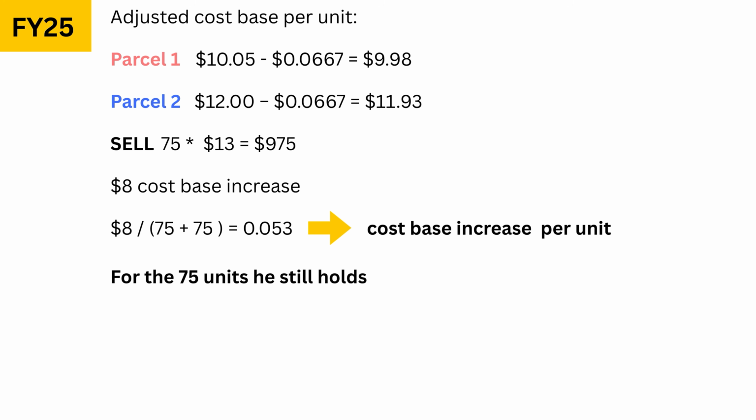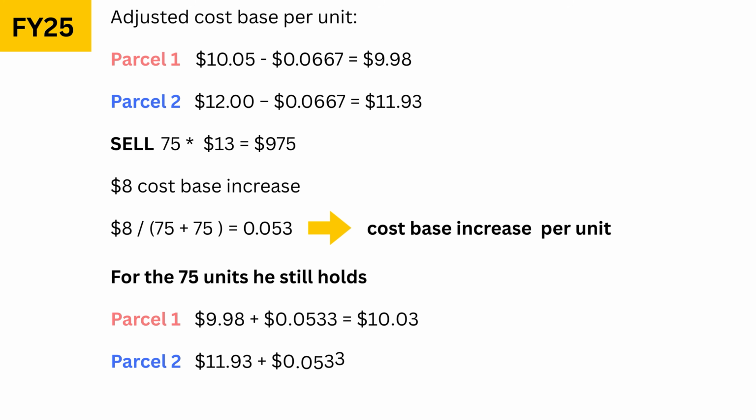For the 75 units he still holds, he updates the cost base of each parcel. The 25 remaining units from parcel 1 now have a cost base of $10.03 per unit. The 50 units from parcel 2 go from $11.93 to $11.98 per unit. This way, John is keeping accurate records year by year, so when it comes time to sell the rest, he will have the right cost base already worked out.